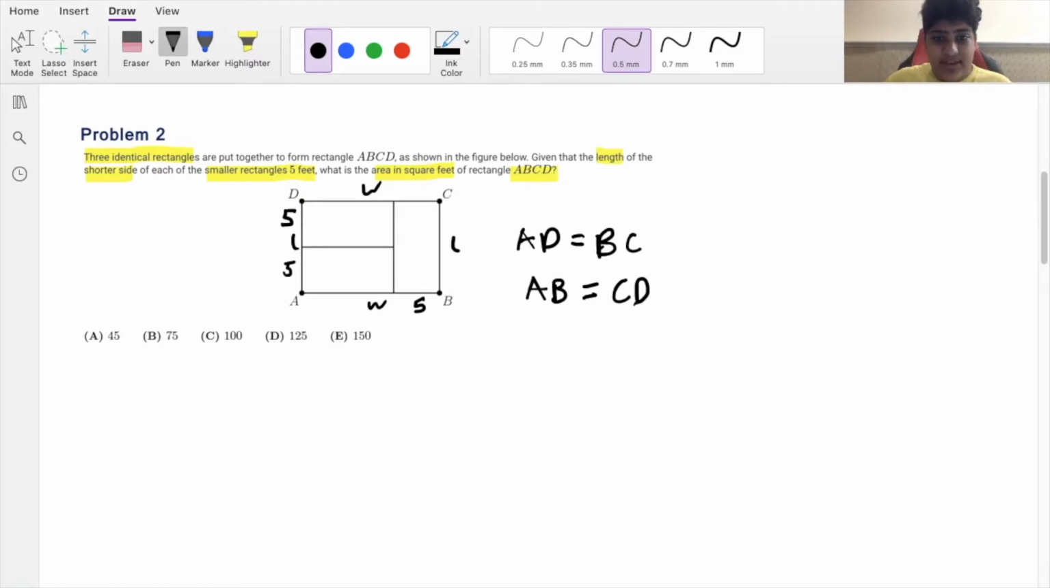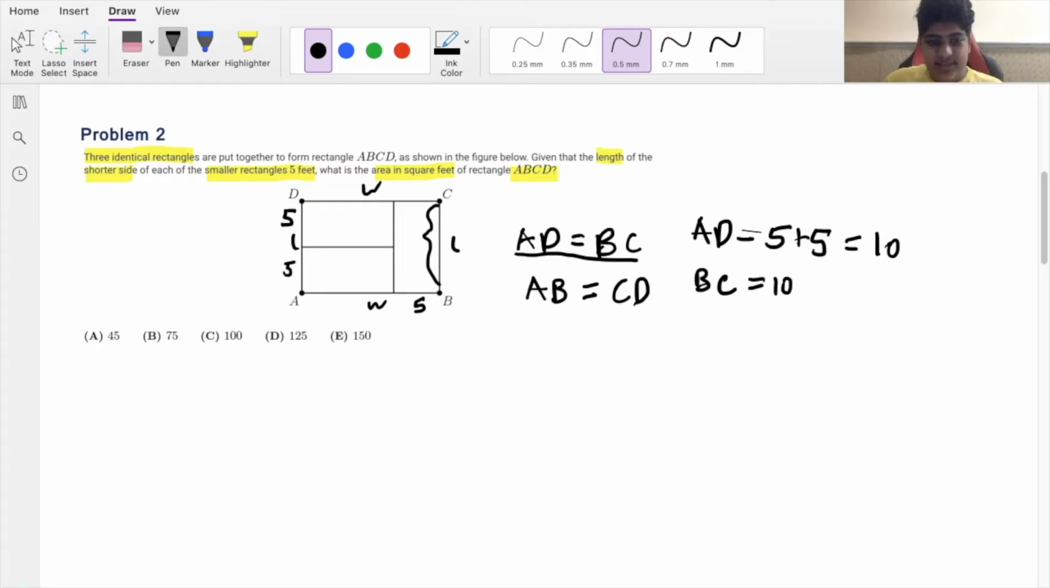Now we use the fact that AD is equal to BC to find L. AD is equal to 5 plus 5, which is equal to 10. Therefore, since BC is equal to AD, BC is also equal to 10. So now we have the length of the rectangle. Now what about the width? Well, here we have that the length of BC is also the length of the short rectangle, the width of the large rectangle. So, because of this, we know that this length is also equal to BC, or 10.